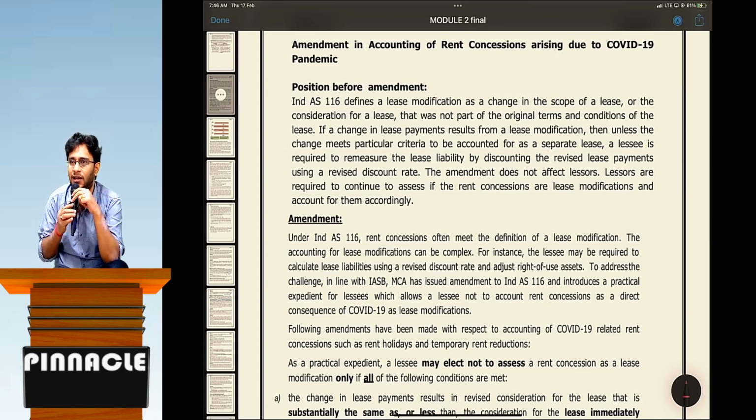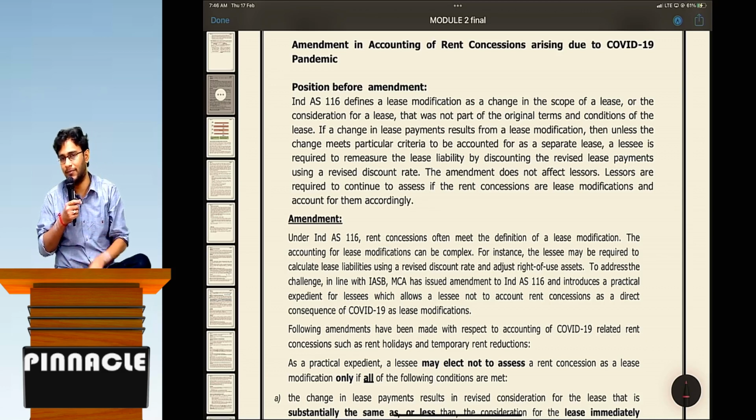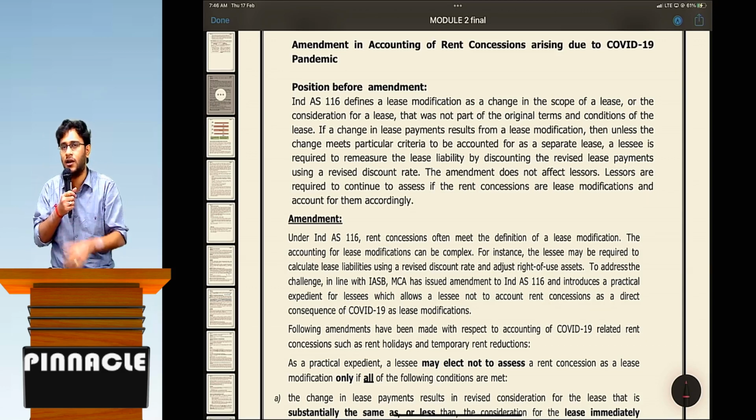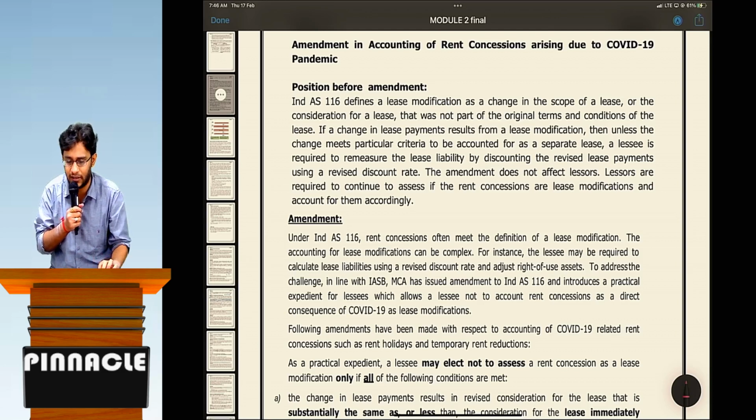That means at least immediately the hardship is not there, but in future I will collect more or less the same rent, because of which at least you can save the time value of money and immediate hardship also. So this type of adjustment is being made in COVID, sir. In reality, it's happening. That's why the standard had to address how to account for that.